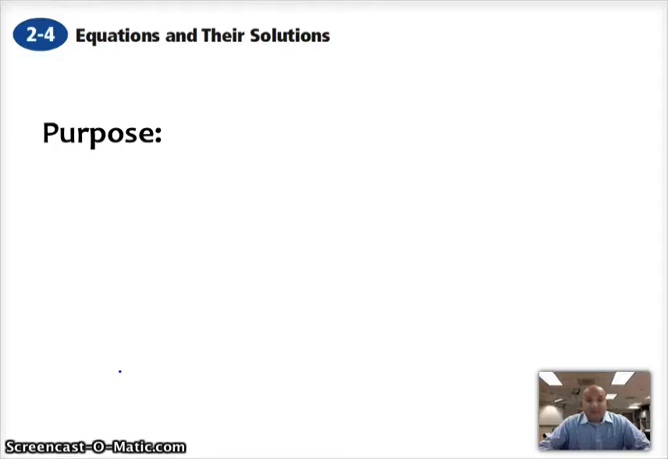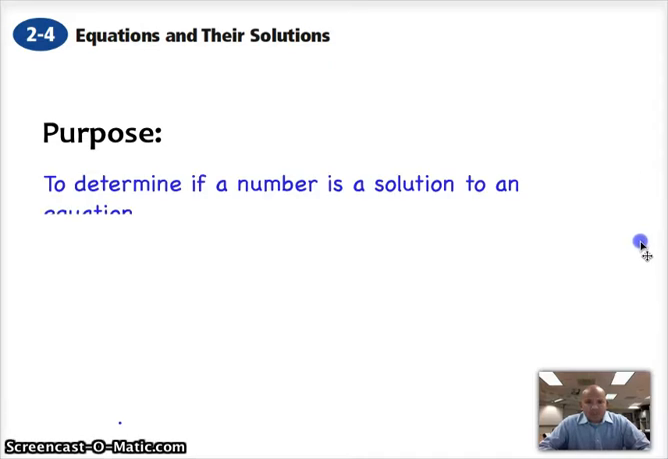Hi class, today's lesson is lesson 2-4. It's about equations and solutions. Purpose for this lesson is to determine if a number is a solution to an equation. Let's look at two definitions.